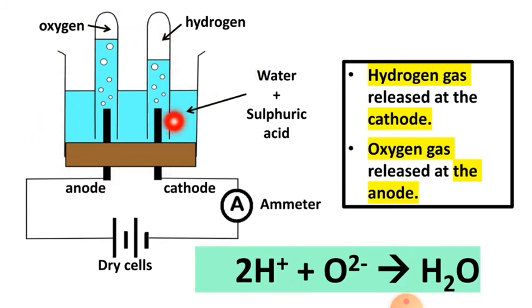Water and sulfuric acid here. The function of sulfuric acid is to allow the electric current from the anode to flow into the water. The positive rod here we call the anode, and the negative rod we call the cathode. The anode will collect the oxygen, and the cathode will collect the hydrogen. Hydrogen gas is released at the cathode, oxygen gas is released at the anode. So 2 hydrogen plus oxygen become H2O.